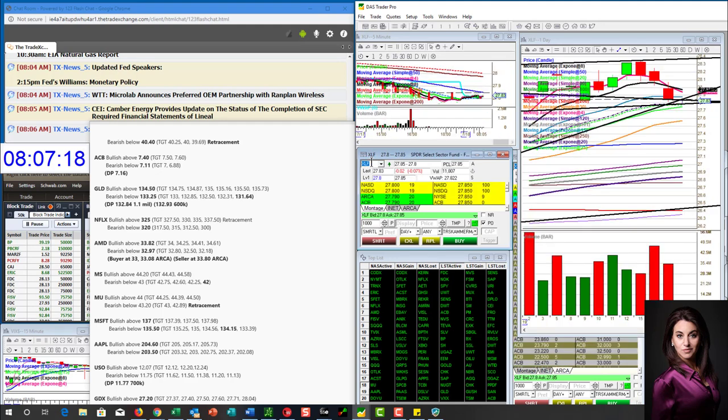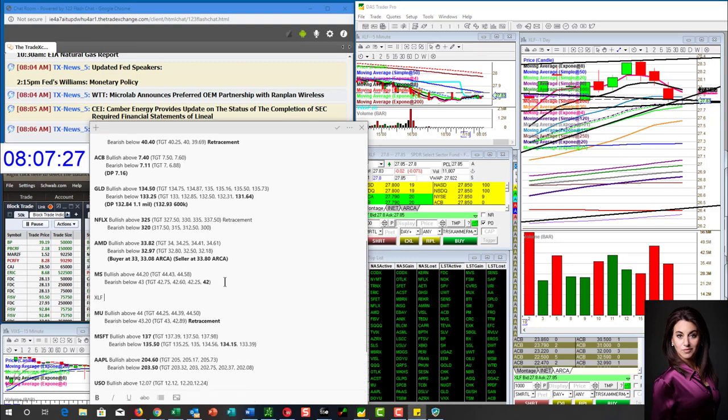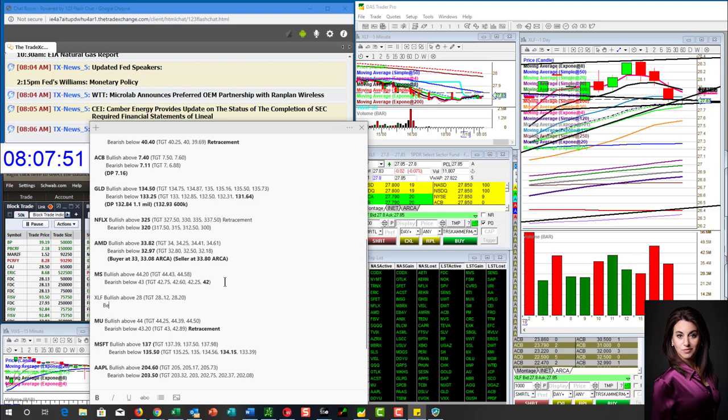Yeah, so we had tons of prints on XLF. I'm going to be uber bearish below 27.80. And I'm just going to put that in here. I forgot. We've had tons of prints on this. So let me just do a live whisper. I'll be bullish above 28. Target's going to be 28.12, 28.20.